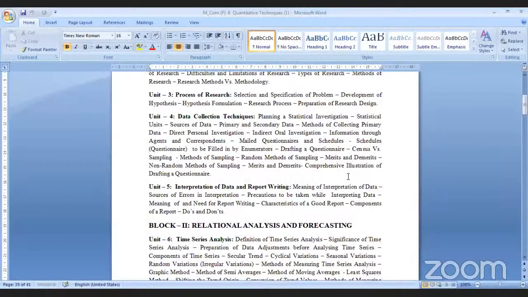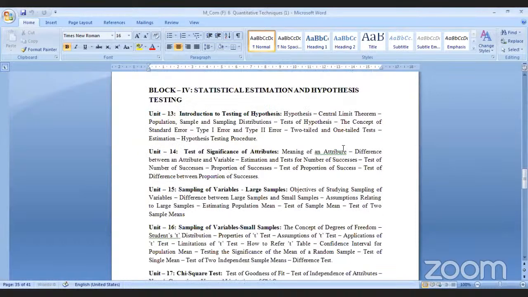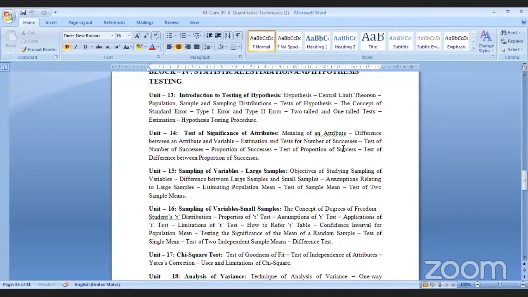Okay. So wait a minute. The introduction to testing hypothesis. So: introduction to testing hypothesis, central limit theorem, population, sample and sample distribution, test of hypothesis, the concept of standard error, type 1 error and type 2 error, two-tailed and one-tailed test, estimation, hypothesis testing procedure. Okay. So this is the complete theoretical part. You can get the notes from the SP Gupta book also.